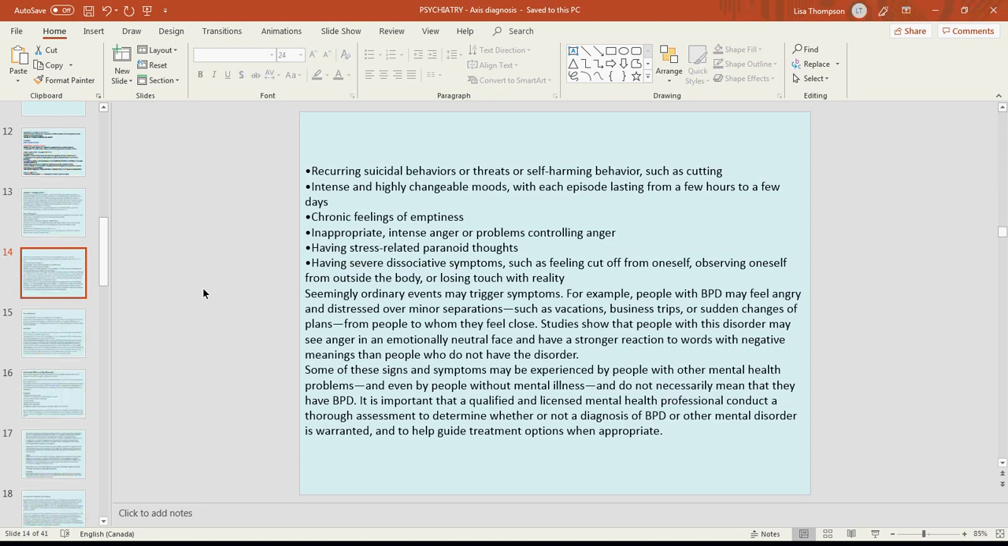Studies show that people with this disorder may see anger in an emotionally neutral face and have a stronger reaction to words with negative meanings than people who do not have the disorder. Some of these signs and symptoms may be experienced by people with other mental health problems, and even by people without mental illness, and do not necessarily mean that they have BPD. It is important that a qualified and licensed mental health professional conduct a thorough assessment to determine whether or not a diagnosis of BPD or other mental disorder is warranted, and to help guide treatment options when appropriate.